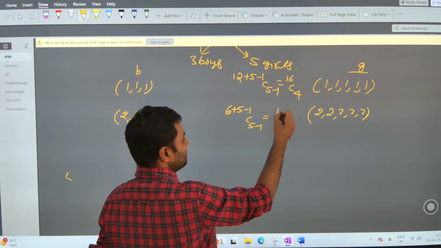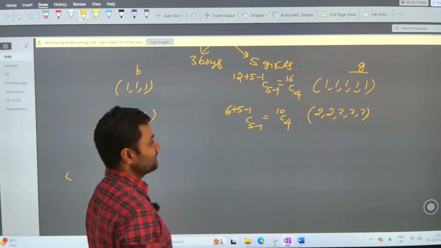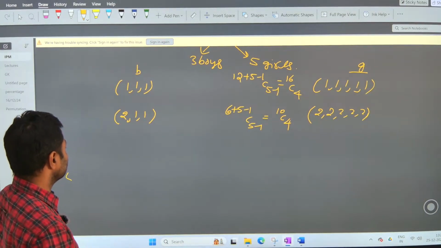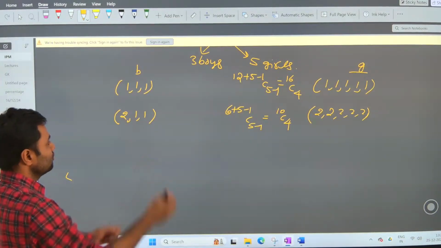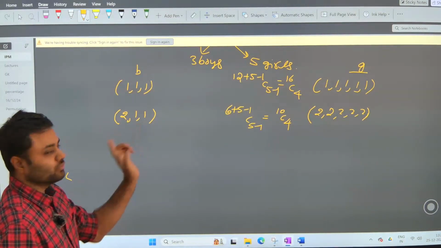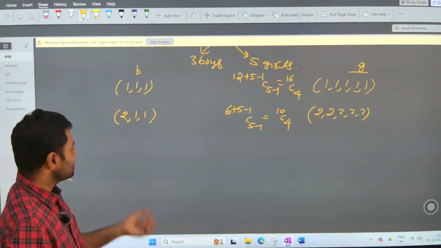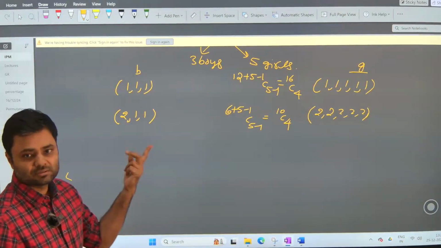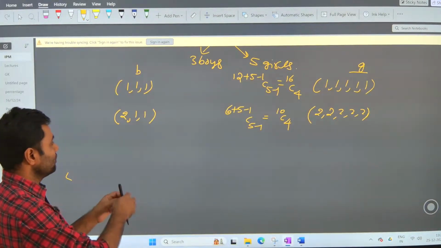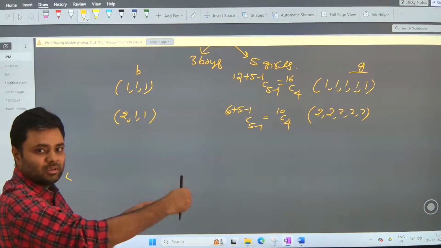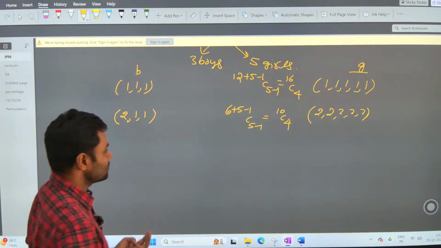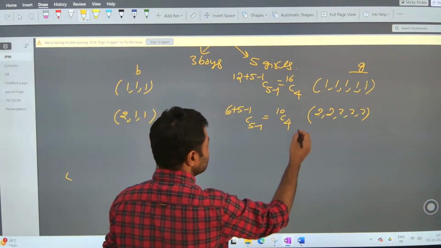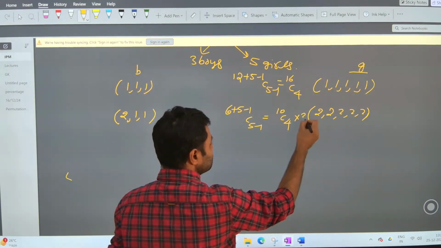So that is 10C4. Second case, answer is 10C4. Right? There is one more thing. Because we have assumed that two balloons will be given to one boy, that means this can happen in three ways. There are three boys, so I can give two balloons to boy A or boy B or boy C. So this case can happen in three ways. Right? So when we write our final answer, we will multiply 3 to this.